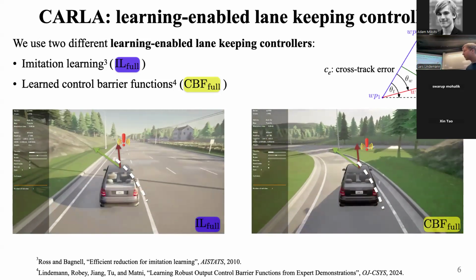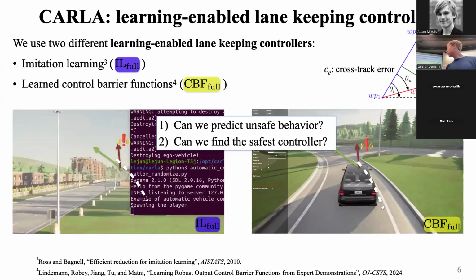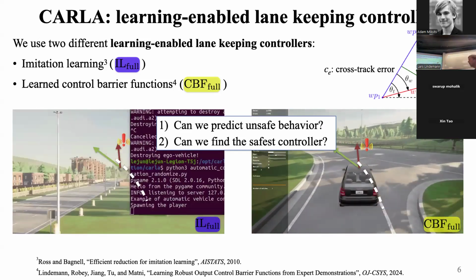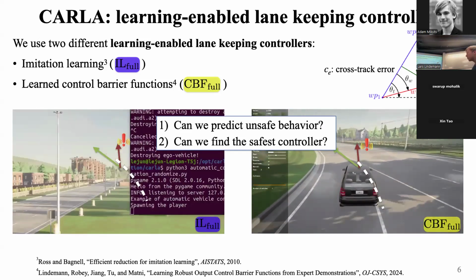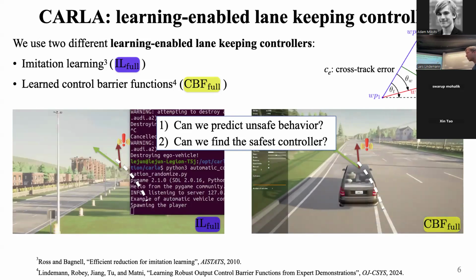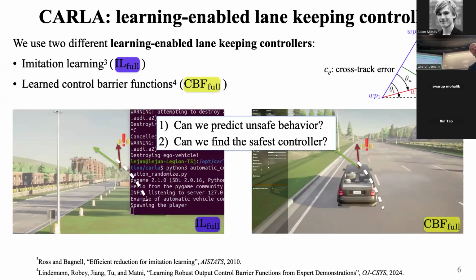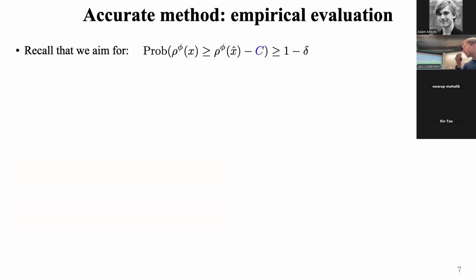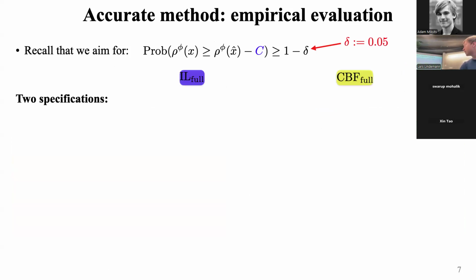Okay, they work kind of, as you can see here, but what we wanted to do is see, can we predict unsafe behavior in the first place, and maybe even can we use the uncertainty information that we get to find the safest controller, right? So what we were aiming for is this guarantee for both controllers. And we set a safety margin here, or a probability threshold, of 95%.